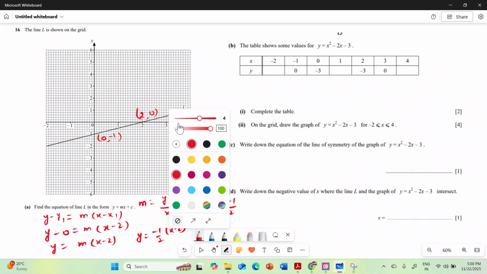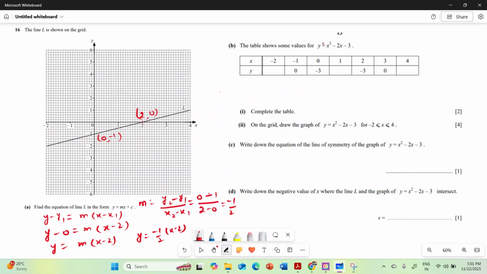Now we have to complete this one, y equals x square minus 2x. So here the first value I will put here. So negative 2 squared is 4, and this is 4 and minus 3. So 8 minus 3 is 5. Here my first answer is 5. And now you can calculate the same, x equals, you can put 1.